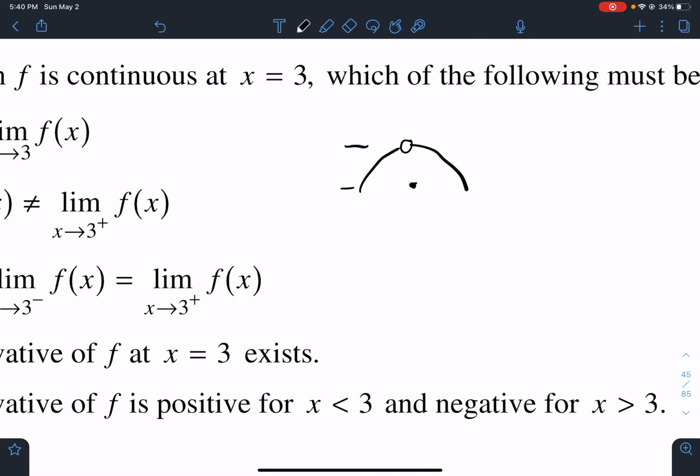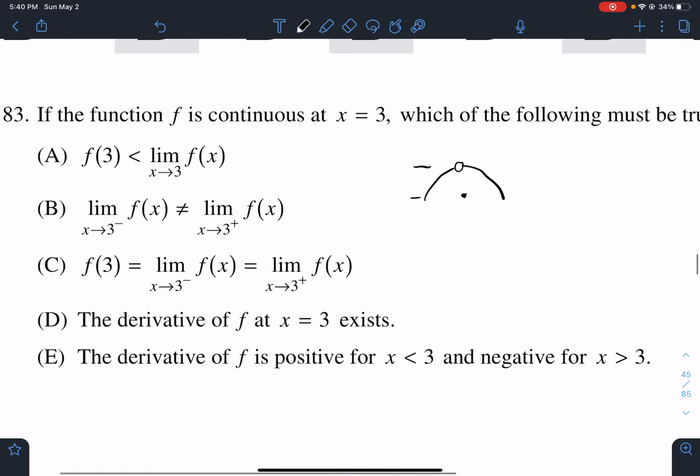So this is not going to be continuous, because if f of 3 doesn't equal the limit as x approaches 3 of f of x, the function's not going to be continuous. That's what the definition of continuous means. So we can rule out A as an answer.